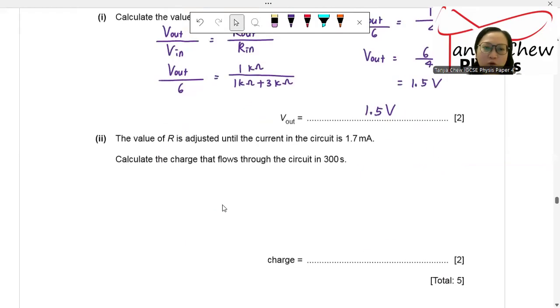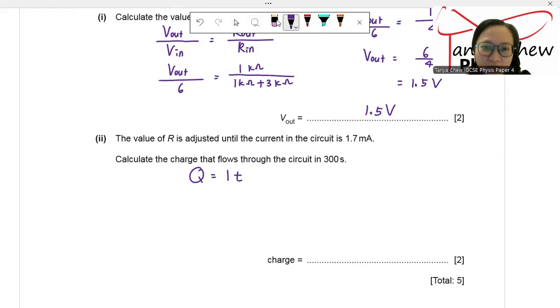Now the second part, the value of R is adjusted until the current in the circuit is 1.7 milliampere. Calculate the charge that flows through the circuit in 300 seconds. Now the charge, I wasn't born to be good in memorizing all these equations, the formulas. So I need to have my own way. Do you want to know how I memorize the equation of charge? You just need to kill it. That is how I memorize.